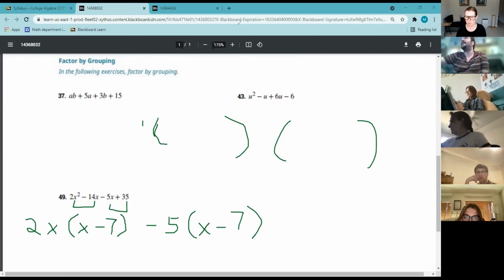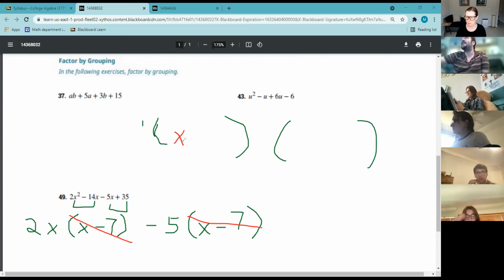So what's my first factor? The x minus 7. Yeah, this is the thing that they have in common. I can take this out as an x minus 7. And if I took out an x minus 7 from both of these things, what am I going to be left with? You just group the 2x minus 5.